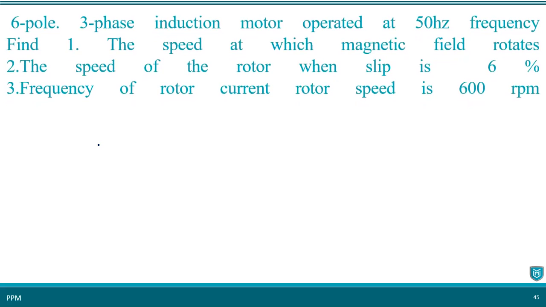Okay, next. One more example is on your screen. What they want: P, the number of poles, is 6. Again, it's a 3-phase induction motor. Supply frequency is 50 hertz. And the speed at which the magnetic field rotates, so you need to find out the NS.